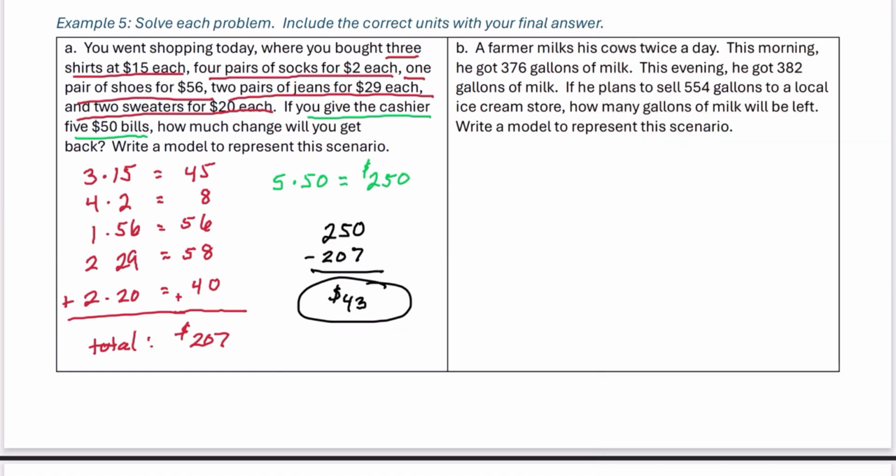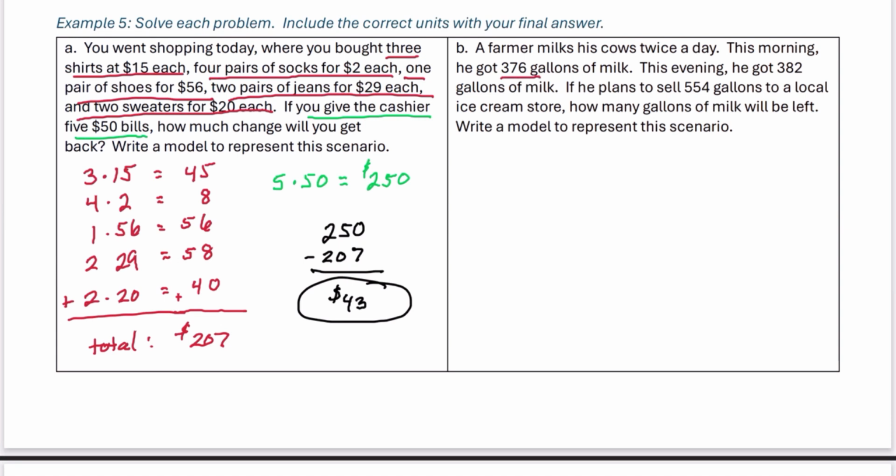A farmer milks his cows twice a day. This morning he got 376 gallons of milk. This evening he got 382 gallons of milk. If he plans to sell 554 gallons to a local ice cream store, how many gallons of milk will be left? Notice that the farmer milked twice a day, so let's first figure out how much he got total.